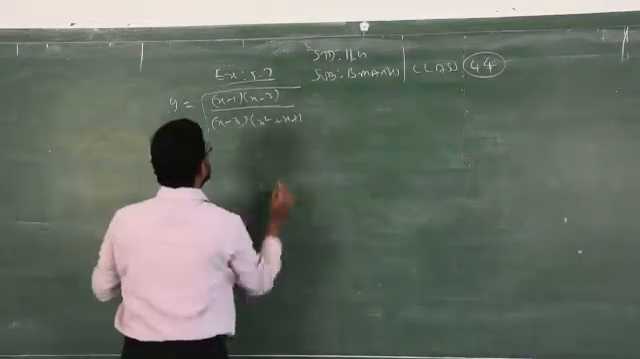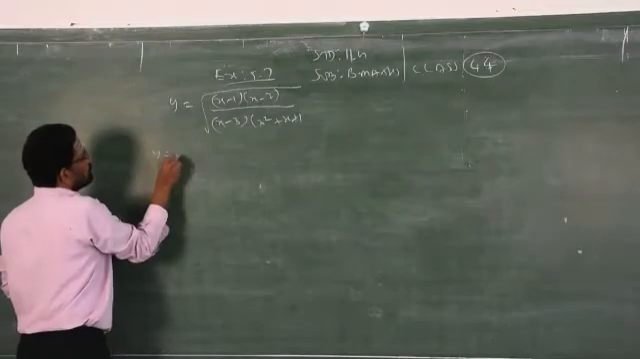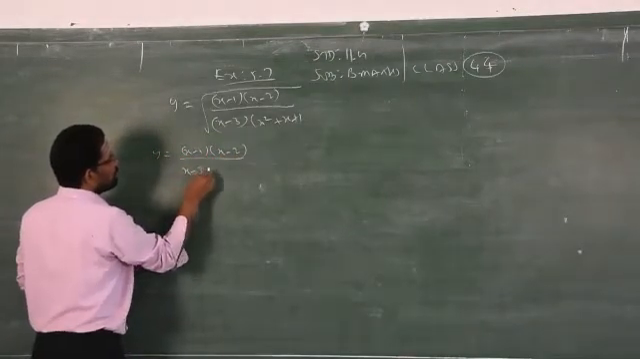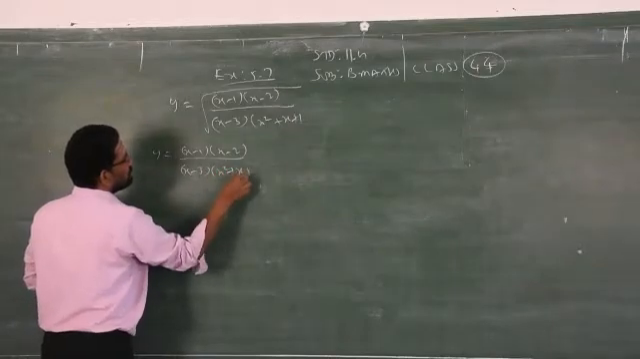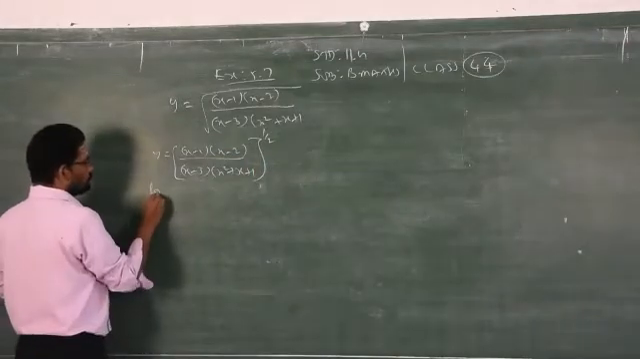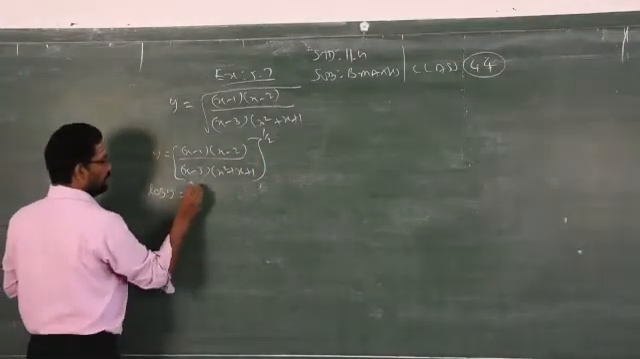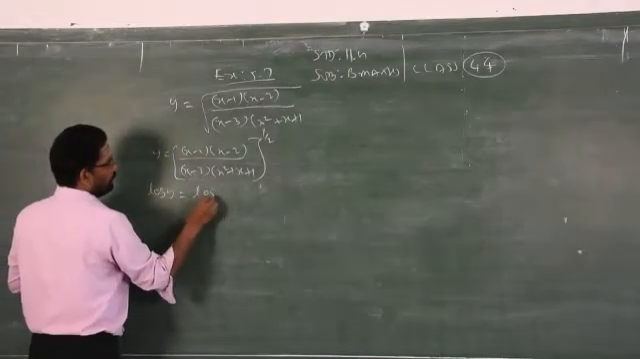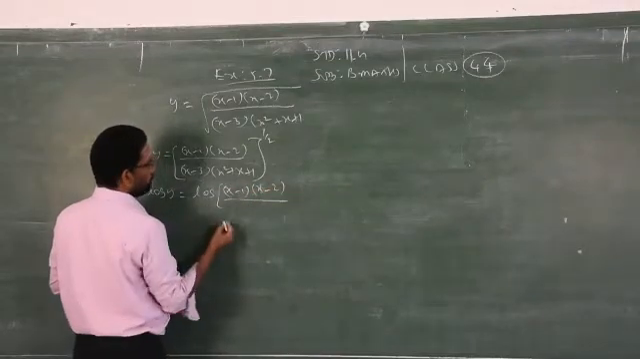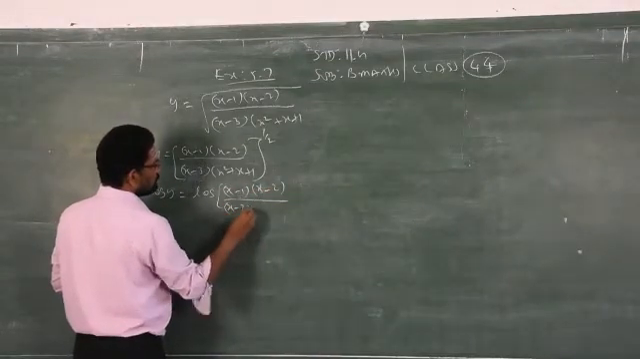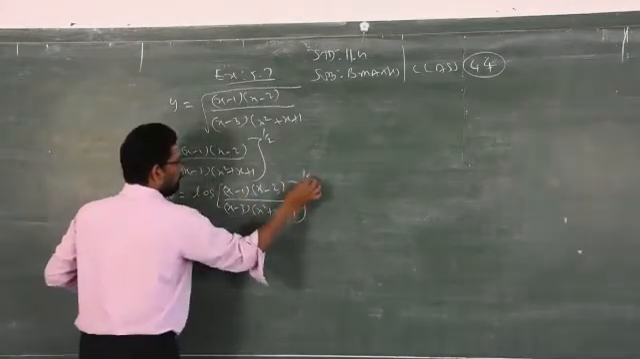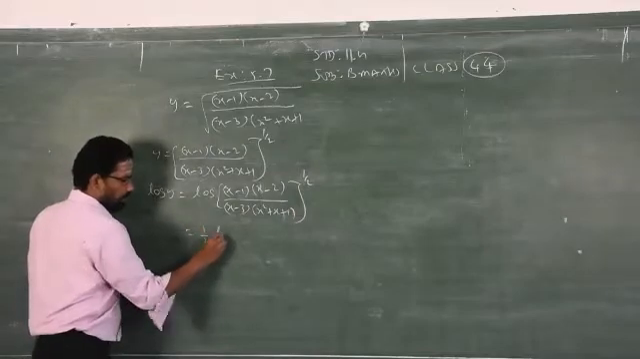Clear? So the square root is replaced by what? 1 by 2. So I am taking y is equal to (x minus 1)(x minus 2) by (x minus 3)(x square plus x plus 1) whole to the power 1 by 2. Now I am taking log on both sides. Log y is equal to log of that whole expression to the power 1 by 2. First I am applying the power rule, 1 by 2.